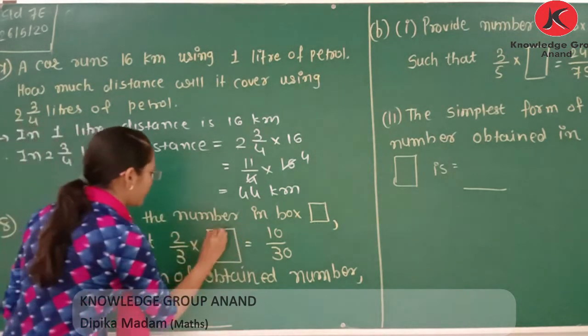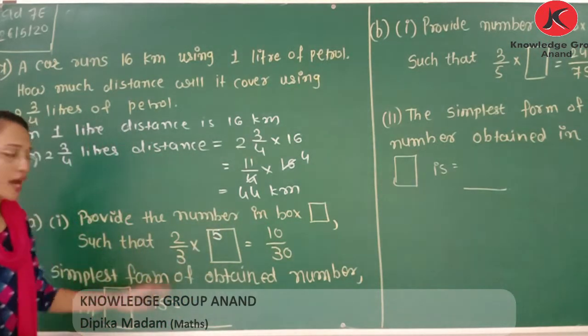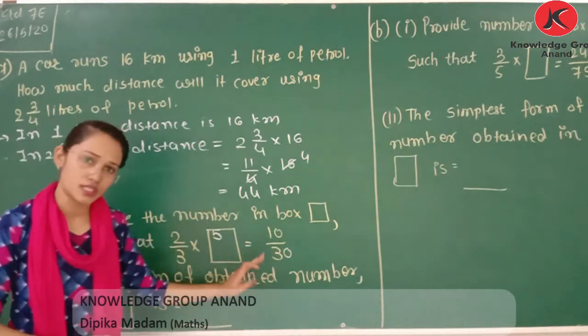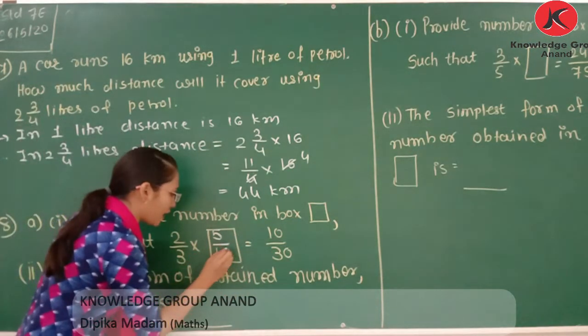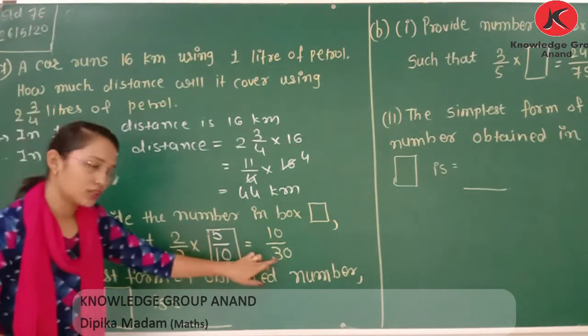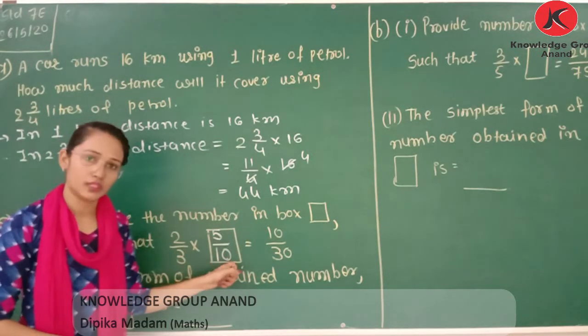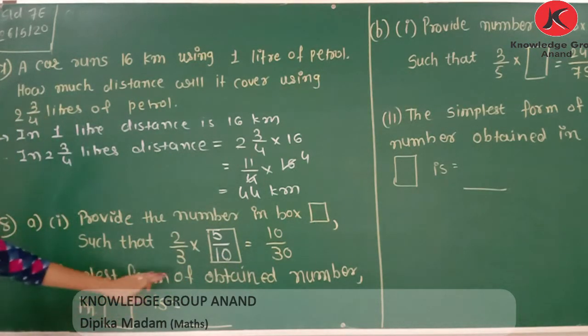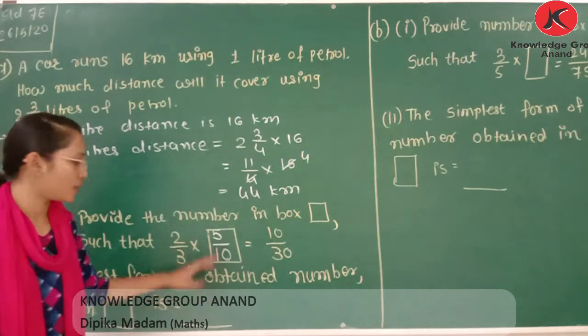So in the numerator it must be 5. Now in the denominator, which number is multiplied with 3 to get 30? It is 10. So 5 by 10. It means 2 fives are 10, 3 tens are 30. So the number is 5/10. Clear? Now the second part is the simplest form of the obtained number. What is the number? 5/10.